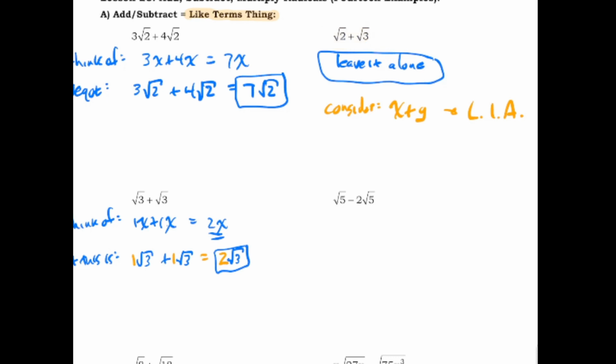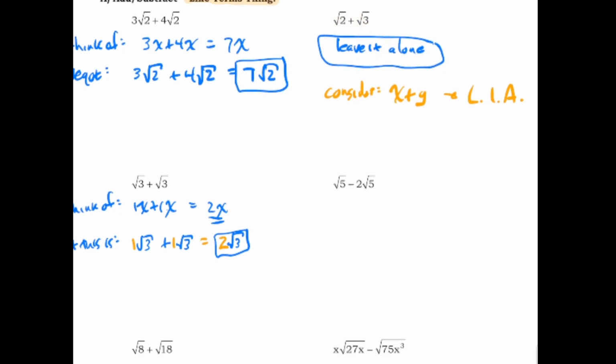So you can only combine like terms. But if they are like terms, you should combine them. So let's look at this one now. Down here, you got a root 5, take away 2 root 5. Do you see like terms there? Well, that's a root 5 pattern, and that's a root 5 pattern. So yes, we do have like terms.